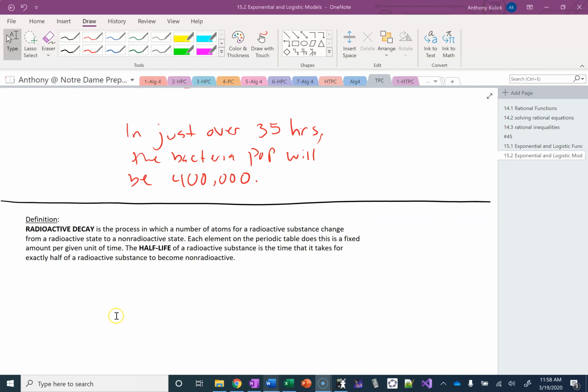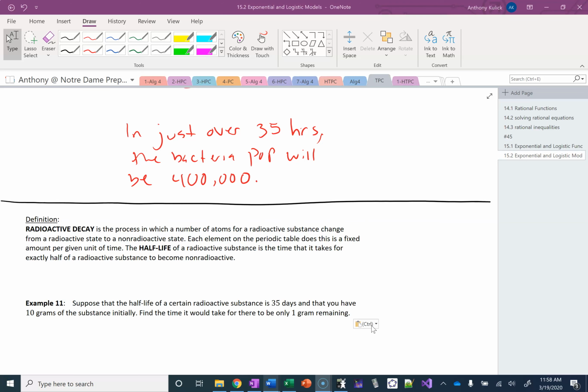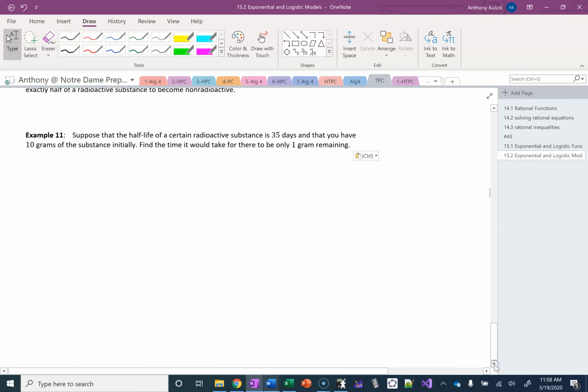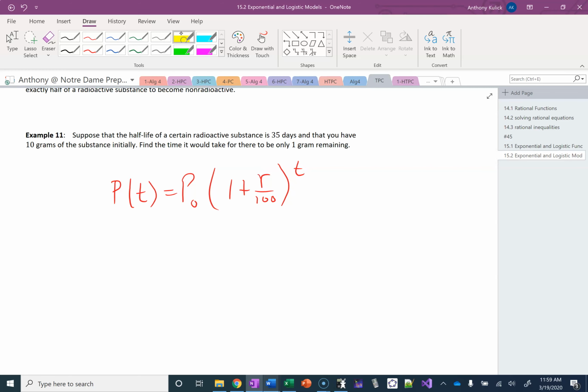So let's look at an example problem on kind of how we interpret this and build out using our exponential model. So suppose that the half-life of a certain radioactive substance is 35 days, and you have 10 grams of the substance initially. Find the time it would take for there to be only 1 gram remaining. So we'll just use our normal exponential model. And hopefully it's easy to see that because we have 10 grams initially, that's our P of 0.